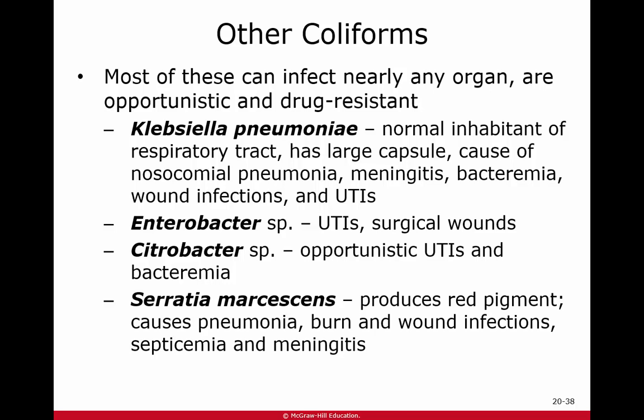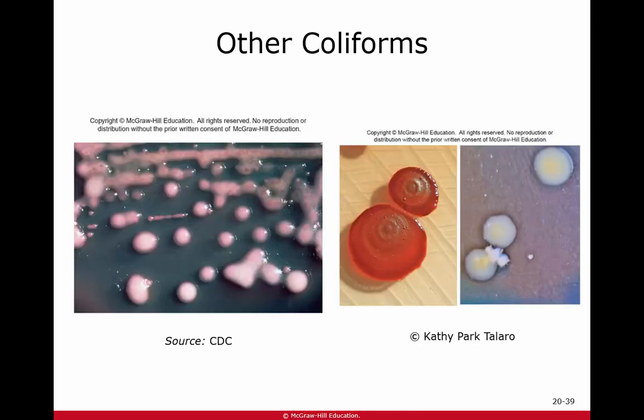Enterobacter causes UTIs and infections in surgical wounds. Citrobacter is opportunistic, and it causes UTIs and bacteremia. Serratia marcescens produces a red pigment, causes pneumonia, causes infections in burns and wounds, and septicemia and meningitis. And you see the Serratia there that makes the red pigment.